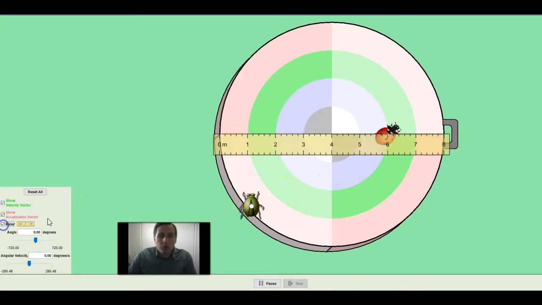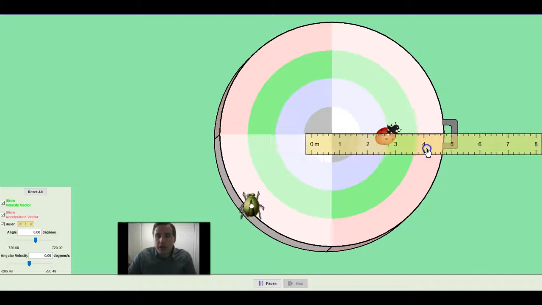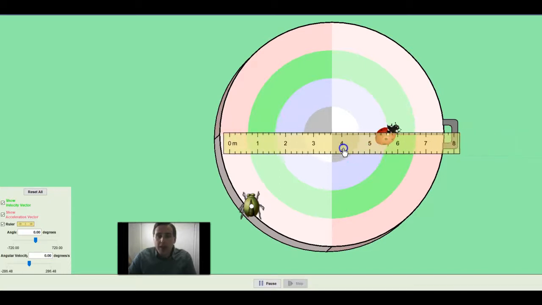If I show the ruler, I think the ladybug is at a location of 2 meters from the axis of rotation. And then the outside of the turntable here is going to be 4 meters from the axis of rotation, which is where the beetle will be located.